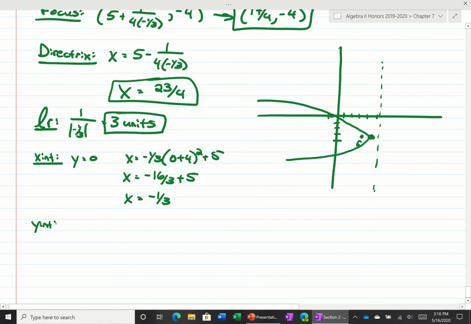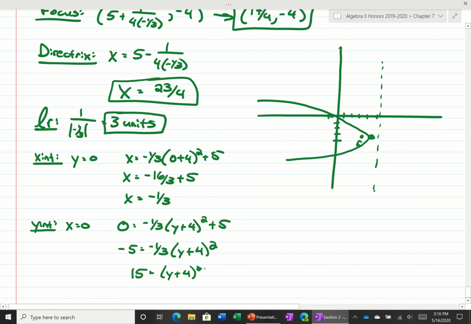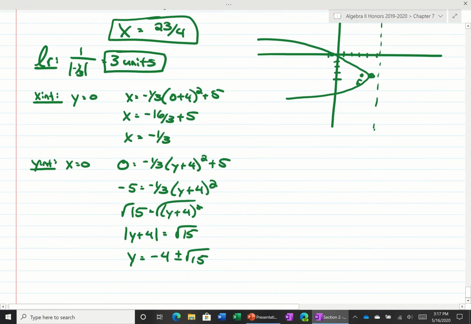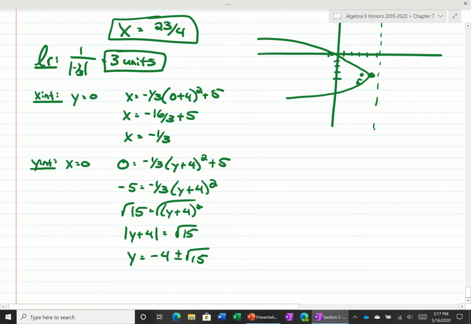To get the y-intercept, we let the x equal 0. So we're going to have 0 equals negative 1/3 times (y plus 4) squared plus 5. Bring the 5 on the other side. Multiply by negative 3. Take the square root. And that would turn into absolute value. And you get y equals negative 4 plus or minus the square root of 15, which is a little bit more than 3. So negative 4 plus a little bit more than 3 is a really small negative number. That would be right there. And negative 4 minus a little bit more than 3 would be like negative 7. 1, 2, 3, 4, 5, 6, 7, and change. So that's about what the graph looks like.